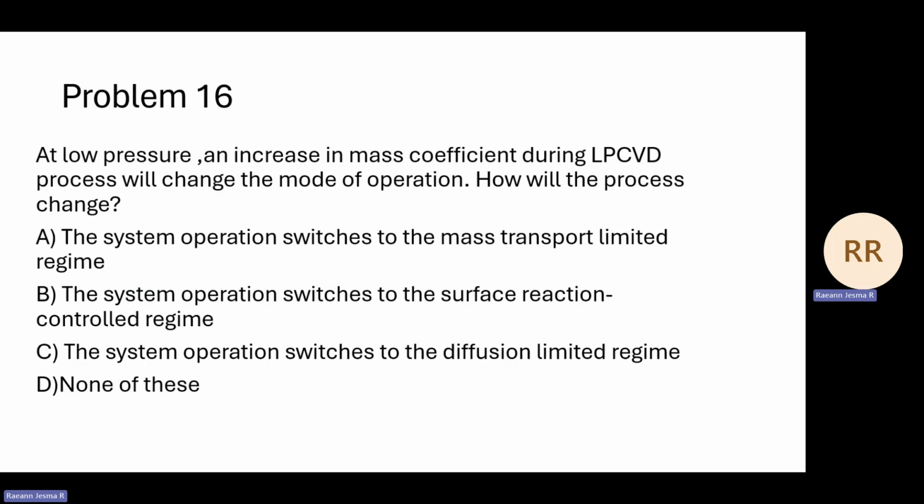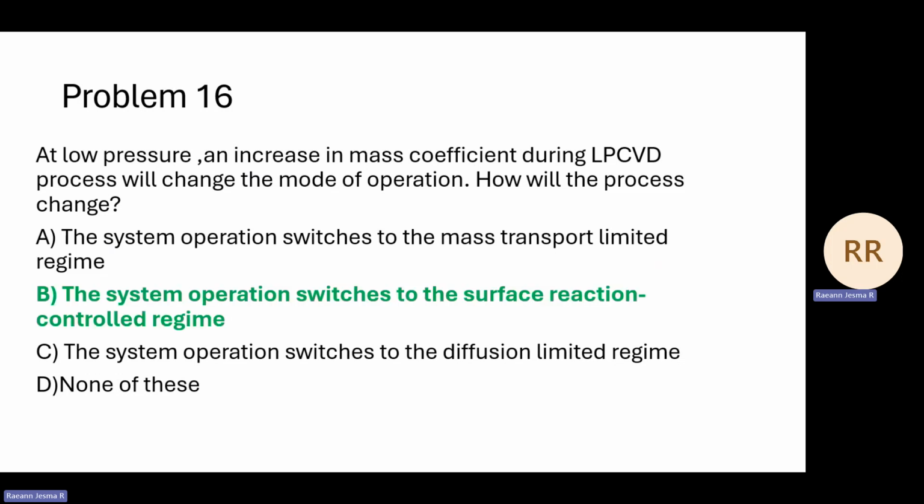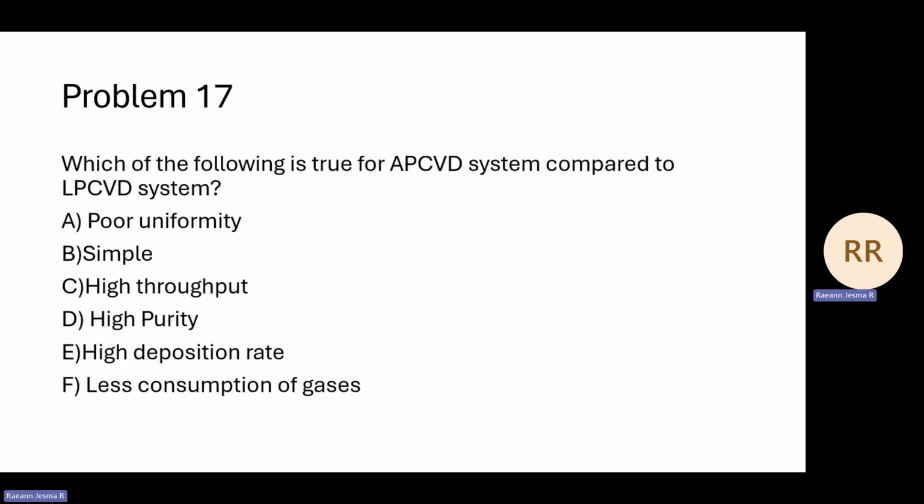Next is problem 16. At low pressure, an increase in mass coefficient during... Okay, I think we had this problem earlier. Next, we'll move on to problem 17. Which of the following is true for APCVD system compared to LPCVD system? A. Poor uniformity. B. Simple. C. High throughput. D. High purity. E. High deposition rate. F. Less consumption of gases.